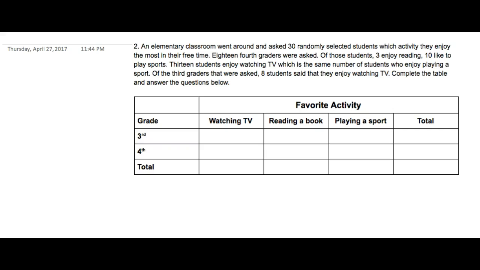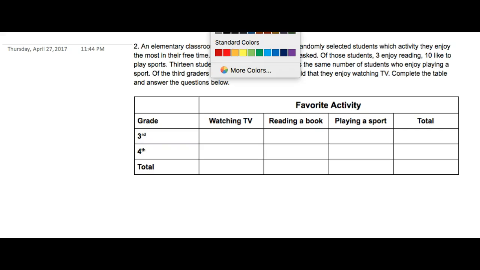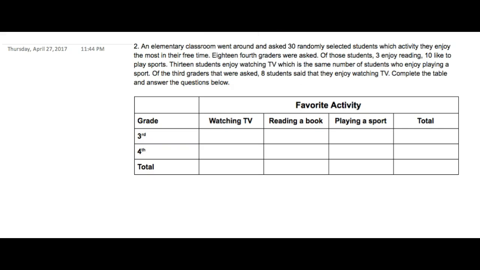So what we're talking about here is going through and being able to read a frequency table, read the information. So we're gonna go through and actually talk about highlighting first. An elementary classroom went around and asked 30 randomly selected students. So that's one of our first key things. That means there are a total of 30 students that were asked. Okay? They were asked which activity they enjoy doing the most in their free time.